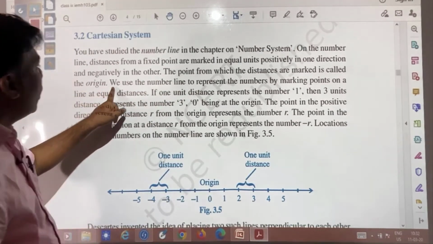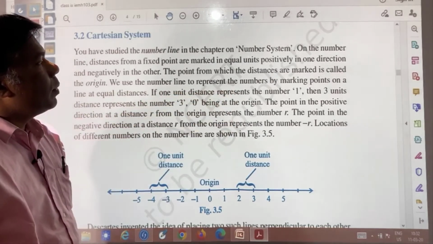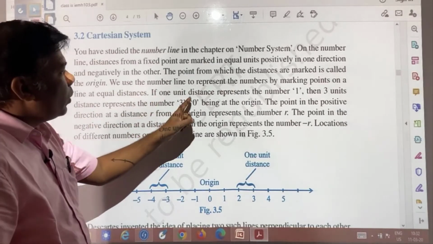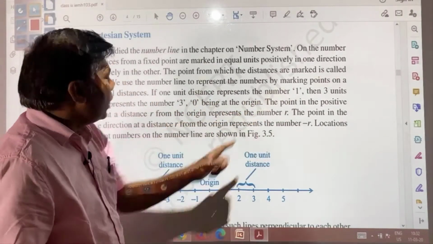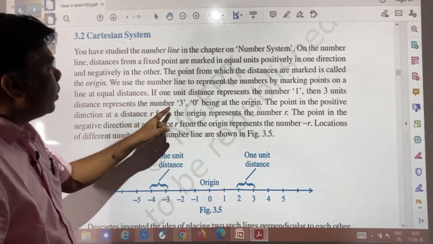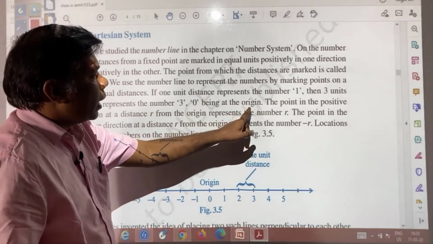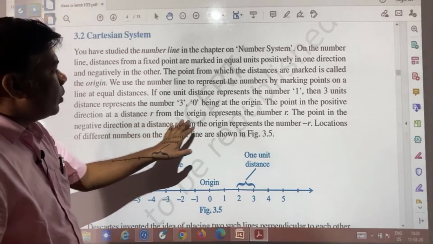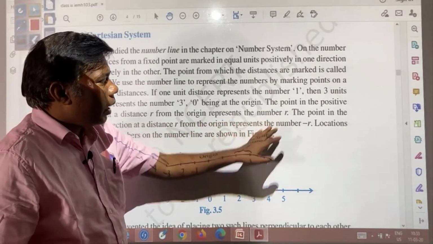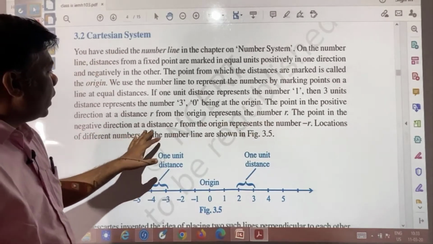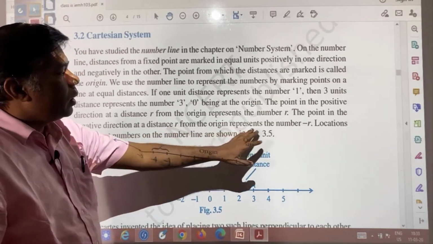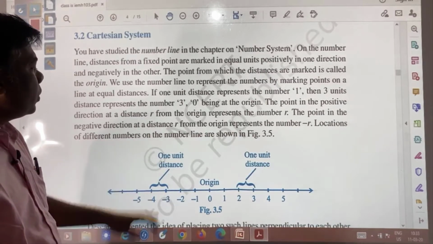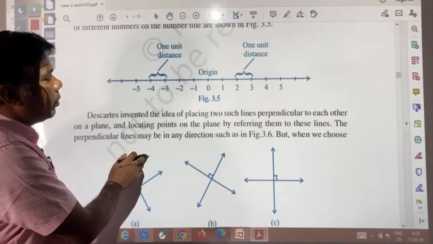This is the origin. We use the number line to represent numbers by marking points on a line at equal distances. If 1 unit distance represents the number 1, then 3 unit distance represents the number 3, 0 being at the origin. The point in the positive direction at a distance r from the origin represents the number r. The point in the negative direction at distance r from the origin represents the number minus r. Locations of different numbers on the number line are shown in figure 3.5.